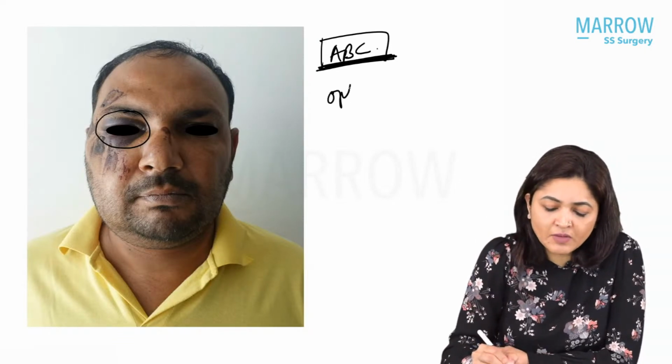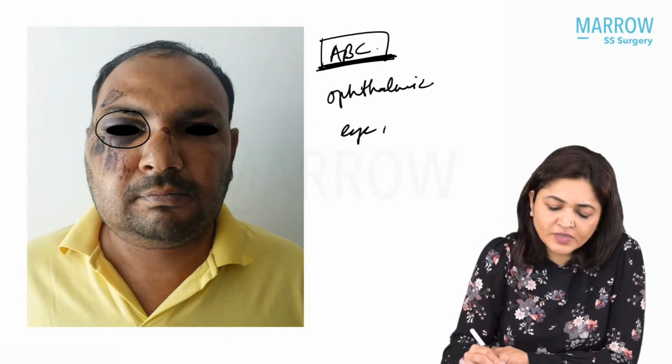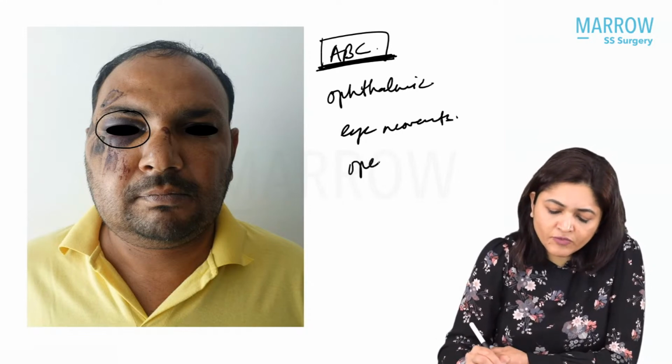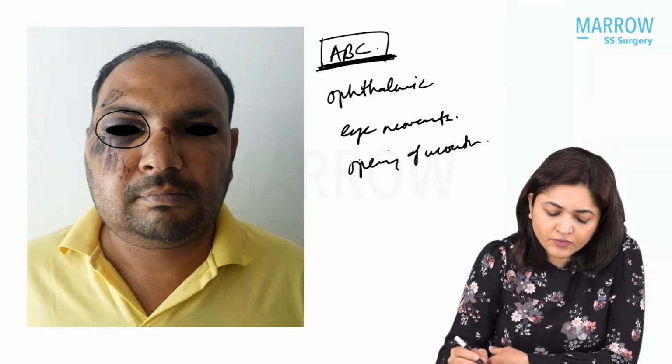I've already dealt with all the fractures in great detail in the facial fracture chapter. You can go back and read, but the approach to the case is important. ABC, the ophthalmic examination, the eye movements, the opening of the mouth, and then of course finally the fracture.